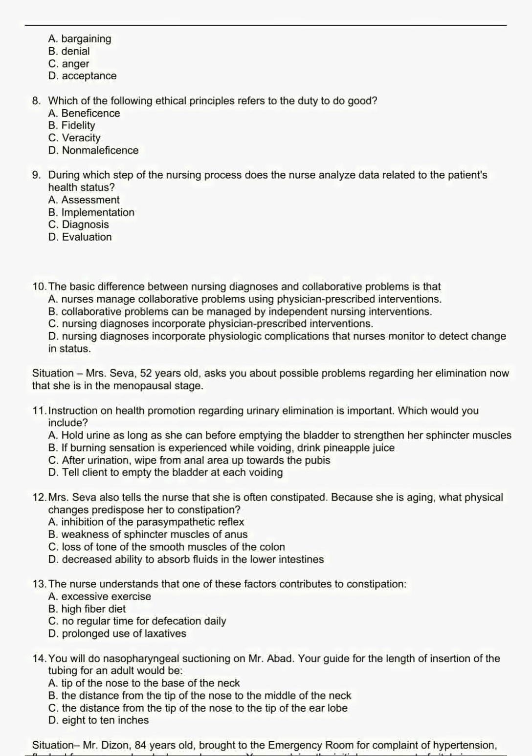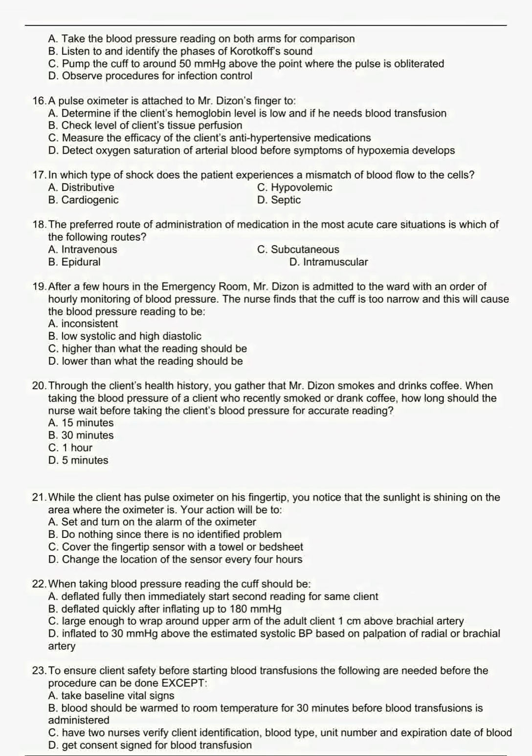You're doing the initial assessment of vital signs. 15. That you are to measure the client's initial blood pressure reading by doing all of the following, except: A. Take the blood pressure reading on both arms for comparison. B. Listen to and identify the phases of Korotkoff sounds. C. Pump the cuff to around 50 millimeters of mercury above the point where the pulse is obliterated.